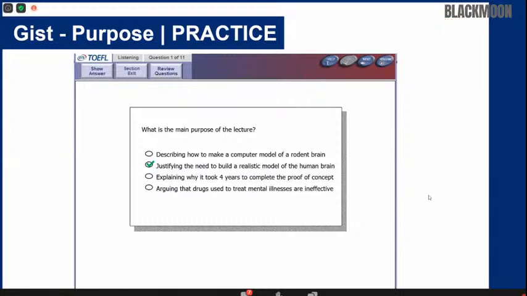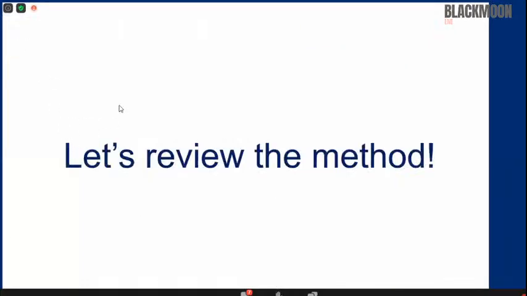I think someone said 1, describing how to make a computer model of a rodent brain. He didn't do that. He just said that they made it. He didn't really describe how they did it. And his whole lecture was an argument for building a realistic model of the human brain. Okay. All right. So again, you have access to the recordings and you can go back and listen to the lecture again. I recommend that you do that.